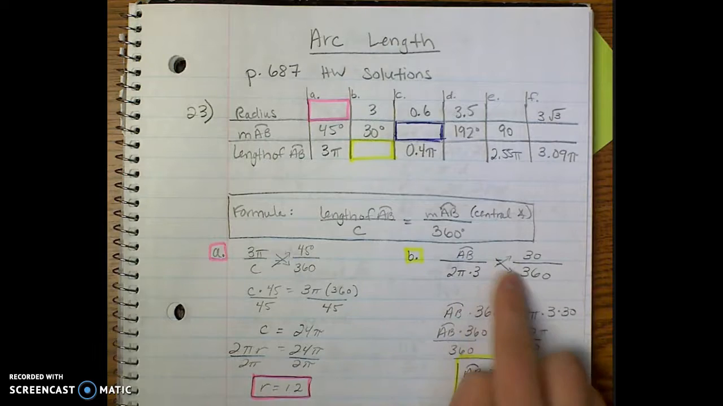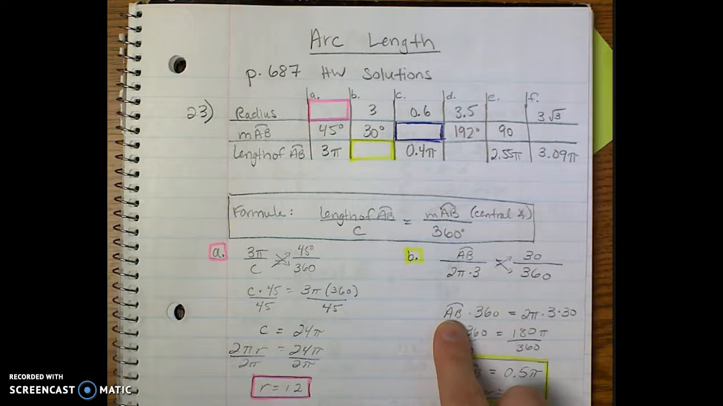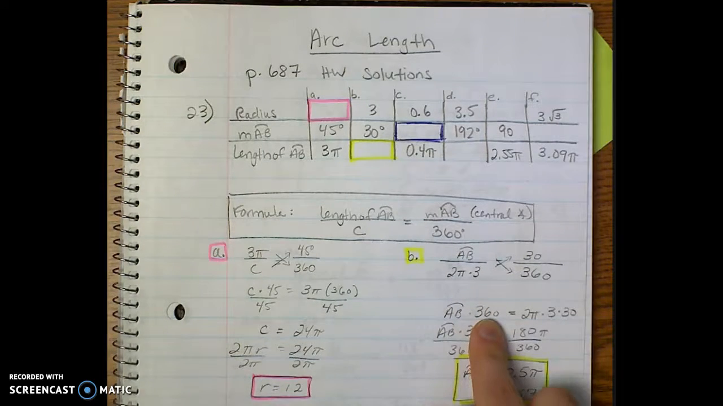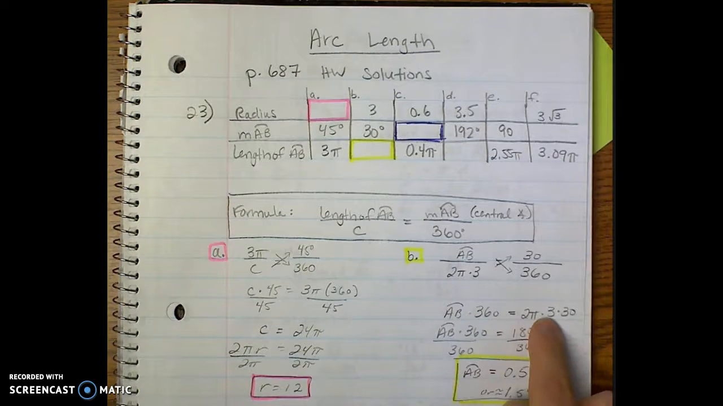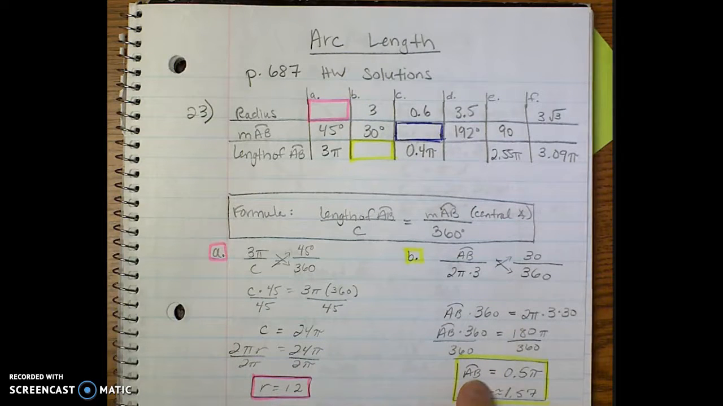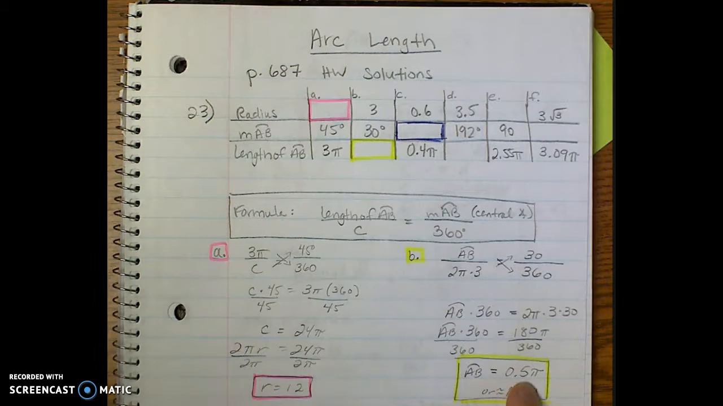I'm going to do my cross products to get arc length AB times 360 equals 2 pi times 3 times 30. Simplifying 2 times 3 times 30 to get 180 times pi, and then dividing both sides by 360 to get the arc length alone. So this simplifies to be 1/2 times pi, or 0.5 pi, or simply 1.57 as a decimal.